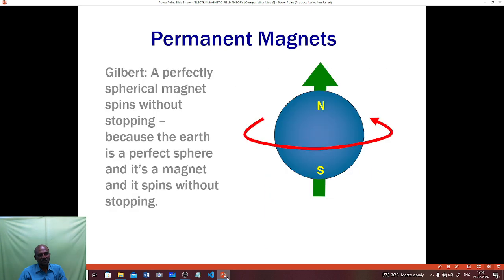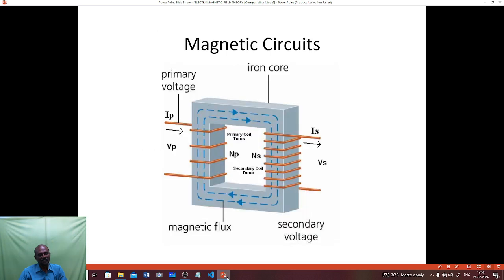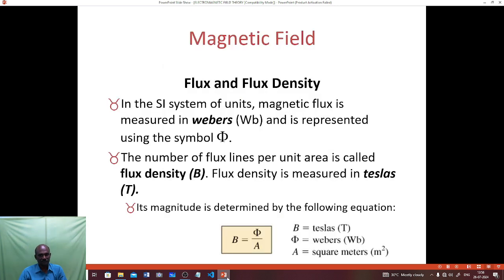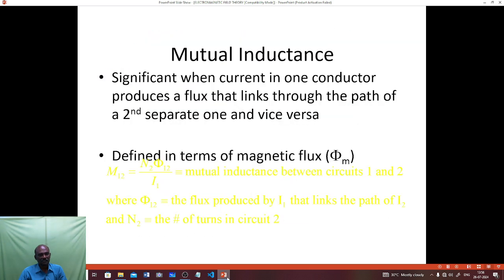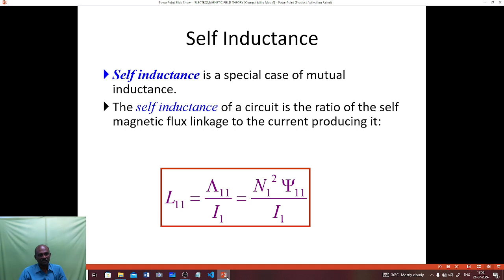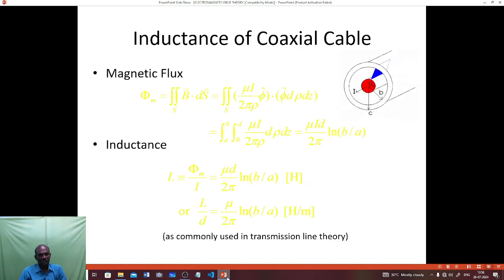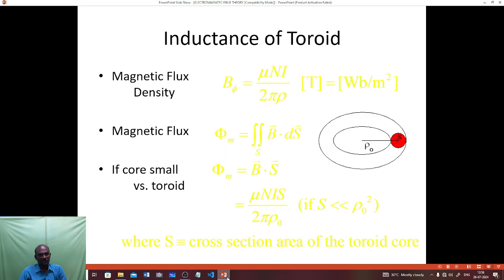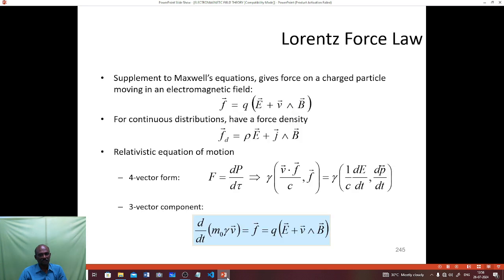Then magnetic material. So we have inductor. We have represented inductor as a magnetic material. So by passing current through coils, we are creating the magnetic fields and magnetic circuits. So inductor is called the magnetic material. So having self-inductance and mutual inductance, using which we can find inductance for coaxial cable, inductance of toroid. Using various approaches, we can find inductance for various materials.